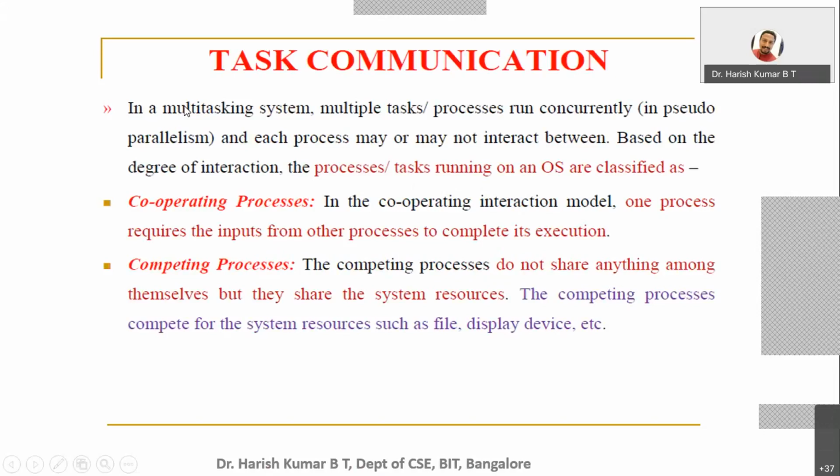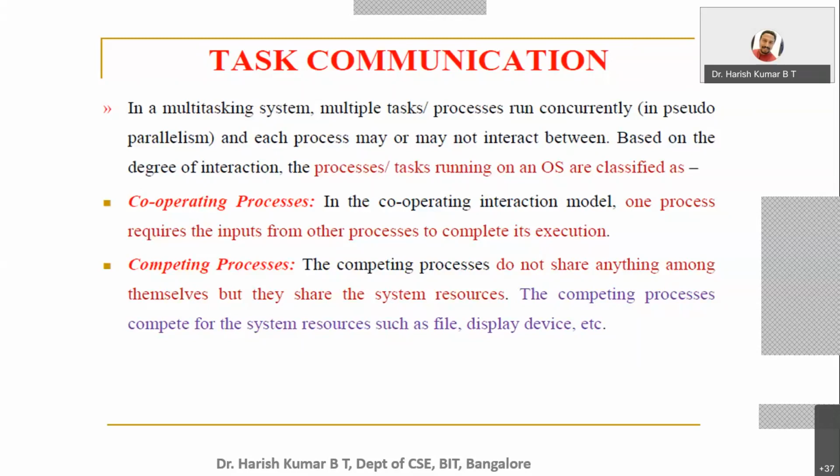Now, task communication is very much required in a multitasking system or a multiprocessing system. Within a multitasking system, you require one task communicating with the other task, because those are the tasks of the same system ultimately getting executed. Or these are the tasks or processes of some application, and at some point of time, there may be a need for one process to talk to the other.